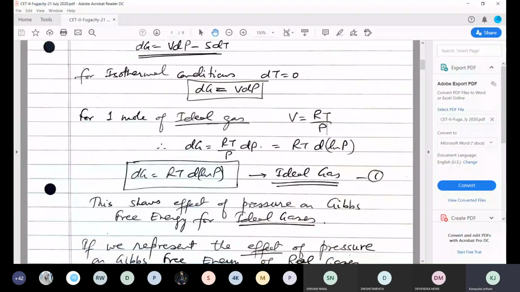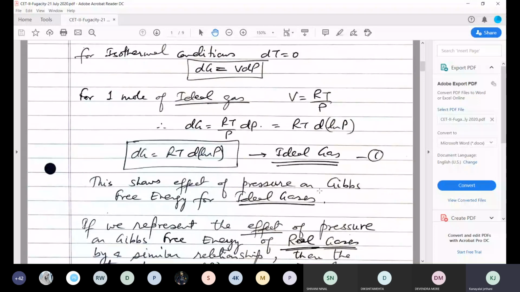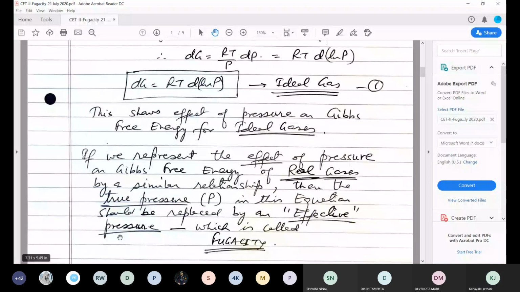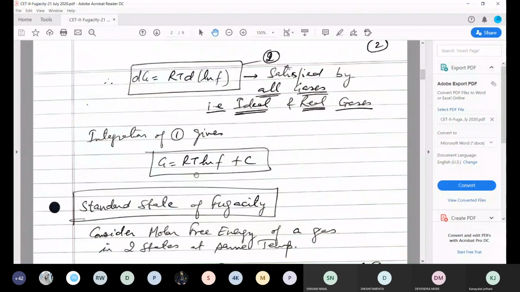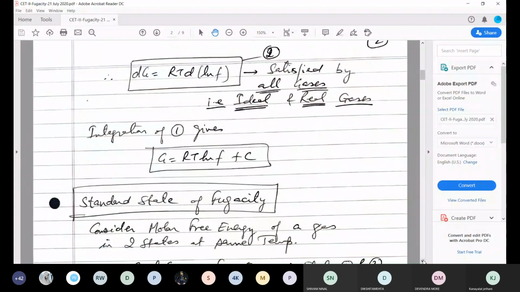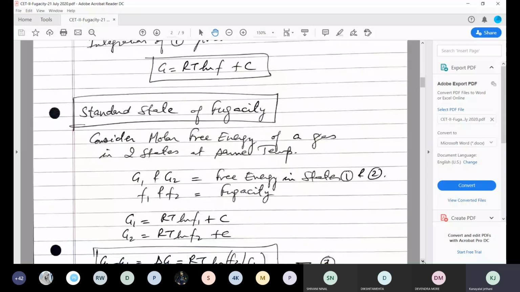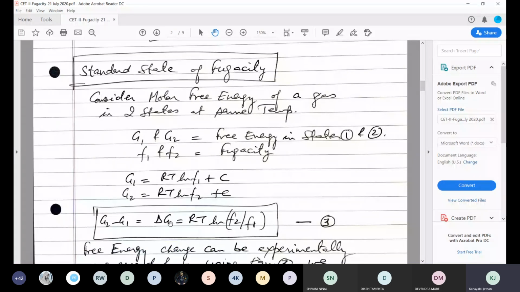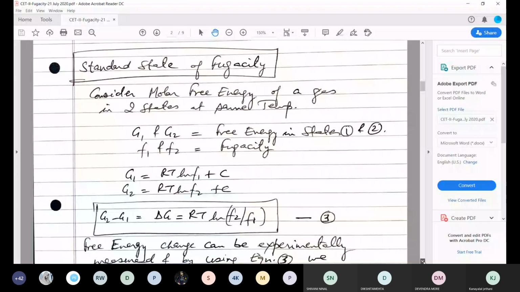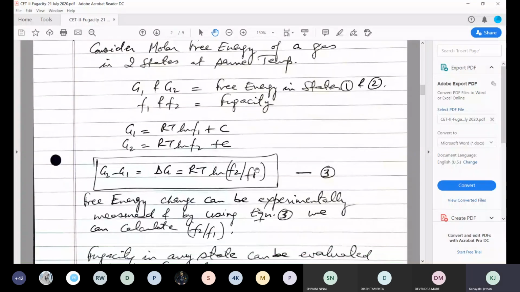But for real gases, we cannot use pressure because pressure is not a correct indicator of driving force. So we define another term which is called effective pressure, and that is called fugacity. Okay. So now, if you want to find out change in Gibbs free energy from state 1 to state 2, which is related to fugacity 1 and fugacity 2, G2 minus G1 is delta G, or change in Gibbs free energy is equal to RT ln F2 by F1. Right? So if you know how to define F1, fugacity in one state, you can find fugacity in second state.